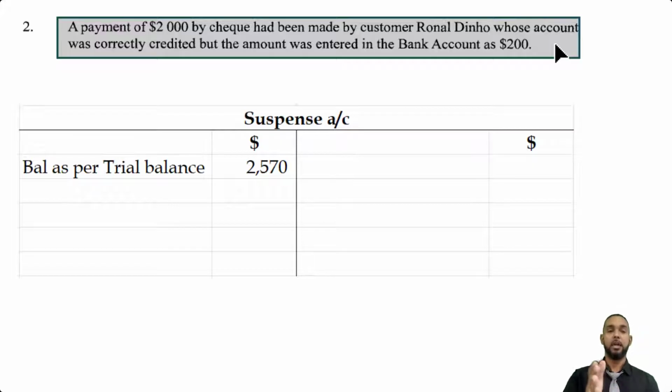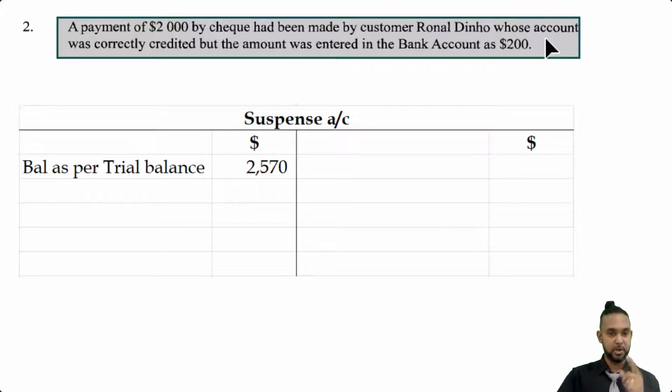So first of all, if a payment was made by a customer, it means the customer paid us, so we received the check. If we receive the check, our bank account is going up. And since bank is an asset, you were supposed to debit bank for $2,000. Now it said we correctly credited Ronaldinho because that was the credit to accompany the debit to bank. So debit bank, credit the customer who paid us.